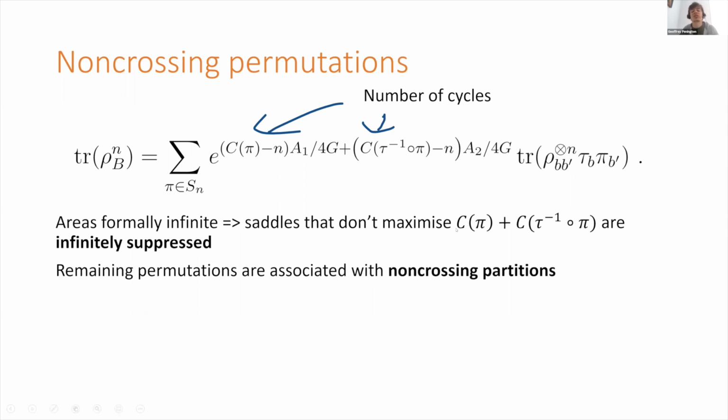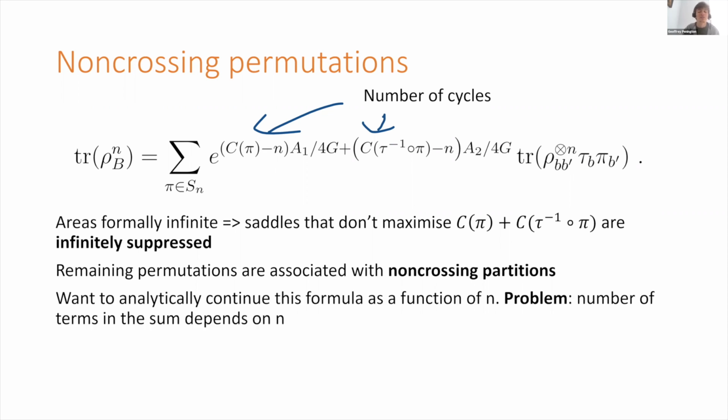Turns out the permutations that remain when you get rid of the rest, the ones that do maximize this sum, are associated with what are called non-crossing partitions of a disk. Don't worry about what that is too much, but just know that this is some set of permutations, called non-crossing permutations, that are well studied and have nice properties. They're things that mathematicians care about a lot.